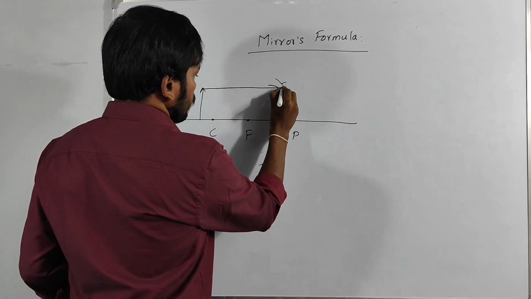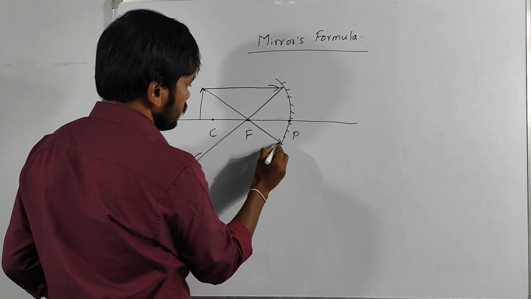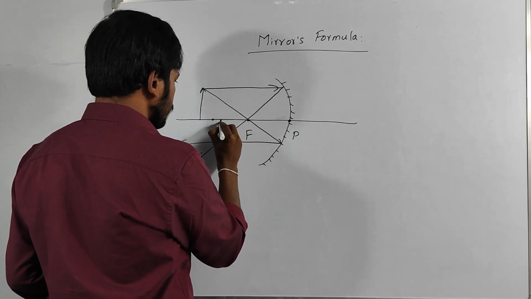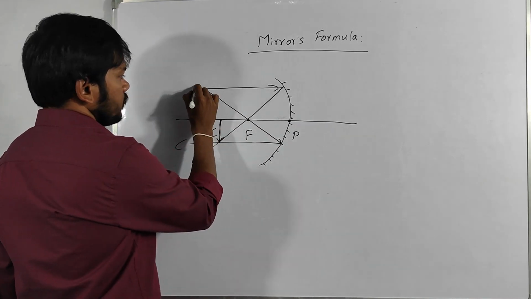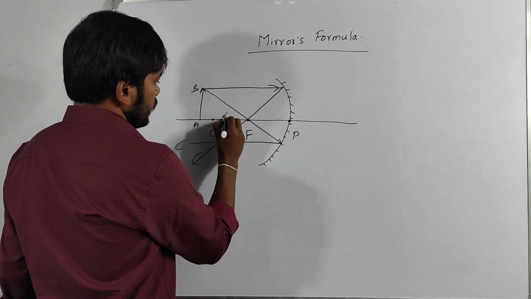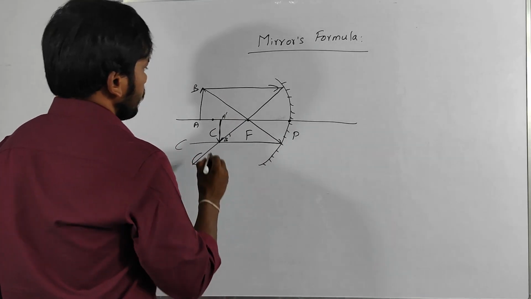Incident ray parallel, reflection passes through the focus; incident through focus, reflects parallel to the principal axis, such that the image is formed between C and F. I'll name this object as AB and the image as A dash B dash.